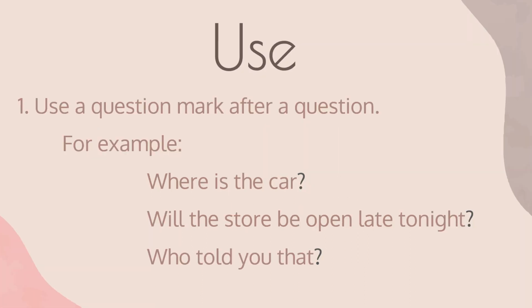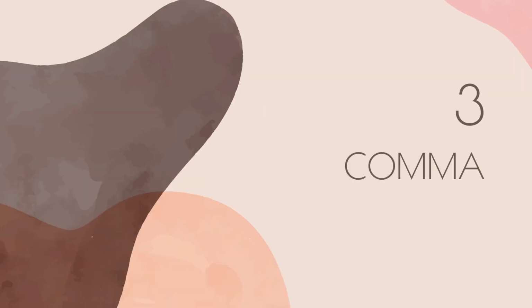Use a question mark after a question. For example, where is the car? Will the store be open late tonight? Who told you that? These are all questions, and we are placing a question mark at the end to indicate that it is a question. Third one is comma.